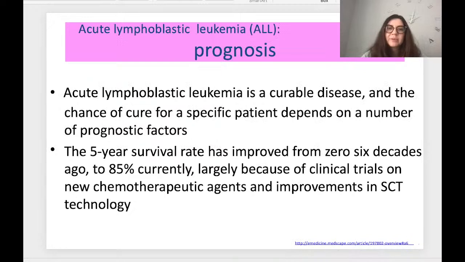Prognosis of acute lymphoblastic leukemia. It is a curable disease, and the chance of cure for a specific patient depends, as usual, like in the previous type, on prognostic factors. The 5-year survival rate has improved from 6 decades ago to 85% currently, largely because of clinical trials on new chemotherapeutic agents and improvements in SCT technology.